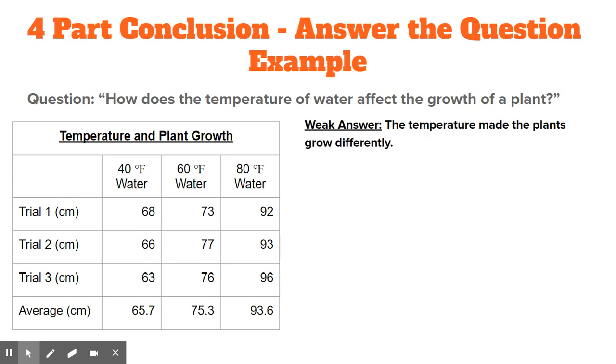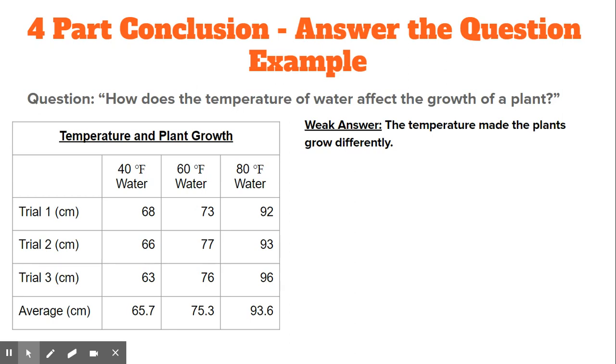If you said something like, the temperature made the plants grow differently, technically you answered the question, yes. But it's a very, very weak answer. It simply states that the temperature made the plants change. That's true. But we need to improve that answer, especially if you're trying to get a score better than a 2 or 3 out of 5 on this. That's very, very weak in this section.